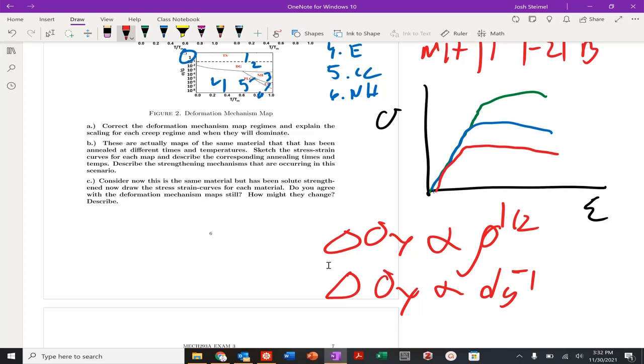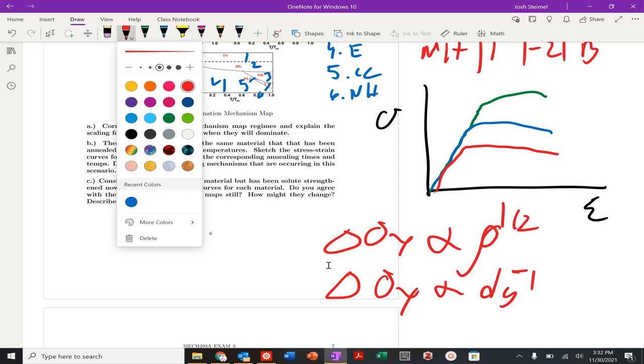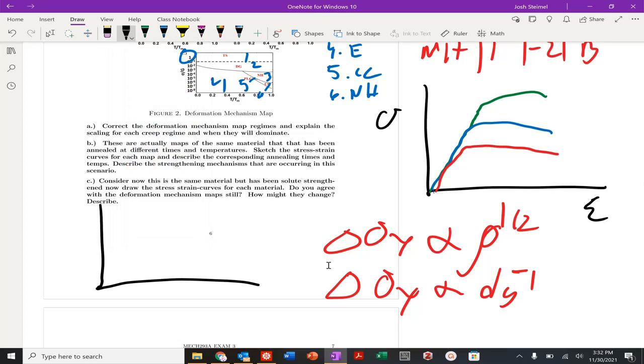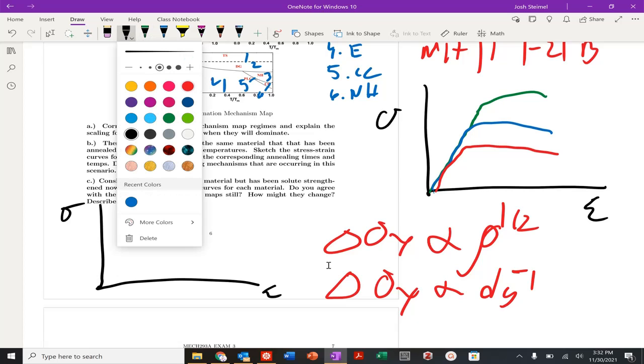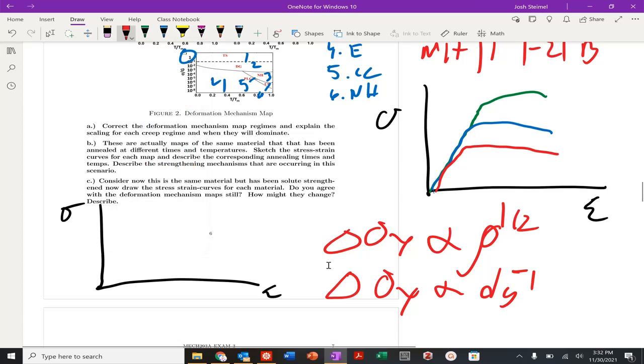Consider now the same material, but as solute strengthened, now draw the stress strain curves for each material. Do you agree with the deformation mechanism map still? How might they change? Describe. So if these are different materials now, I'm going to do sigma and E. They might have different, actually they will potentially have different, Young's moduli.